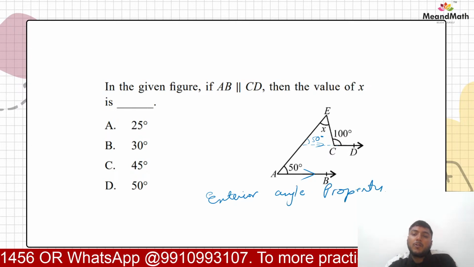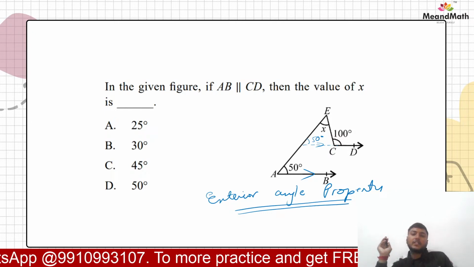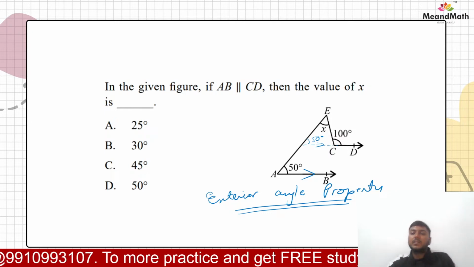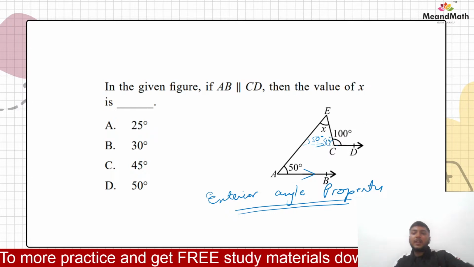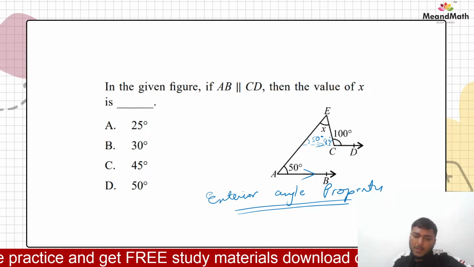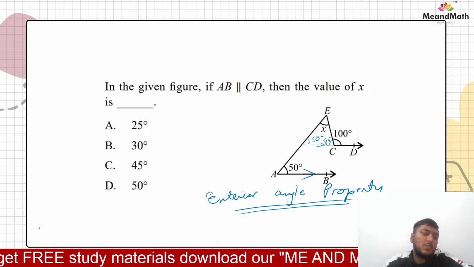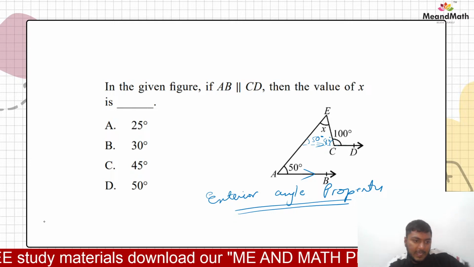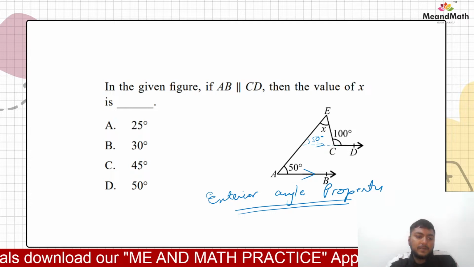Very, very important property. Most of the students tend to forget this. They start to apply angle sum property. They will find, let us say, this angle to be 80. Now they will again apply angle sum property. So again, that becomes a lengthy process. If we know how to apply exterior angle property, this becomes comparatively a shorter method, है ना?